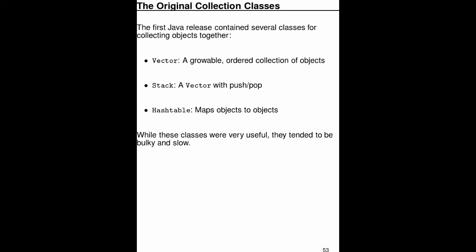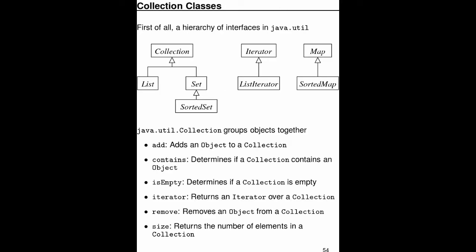However, they tended to be kind of bulky and slow. They were designed at the same time the language was. There were some things that the API authors didn't realize about the internal implementation. And so to augment this collection API and also provide some better implementation, there was a new API in a follow-on release introduced called the Collections API.